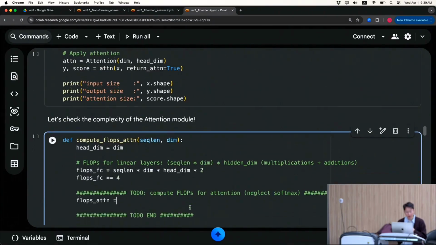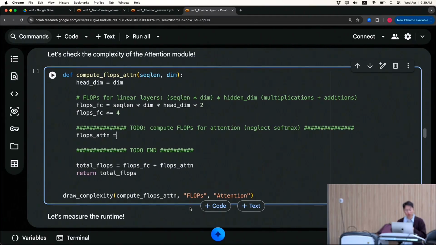And let's complete this portion. So here, we're going to check the complexity of the attention module and plot it in terms of the sequence length and the dimension. Here, we have already provided for you the flops for the linear layers. So we have 4 linear layers, right? WK, WQ, WV, WO. We have 4 of them, and each matrix is sequence length times dimension times head dimension.